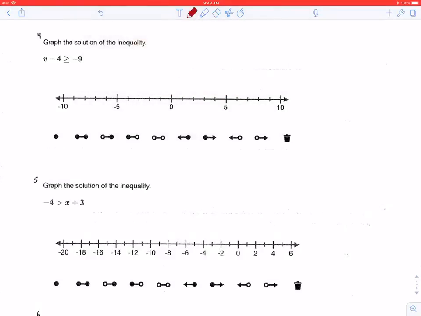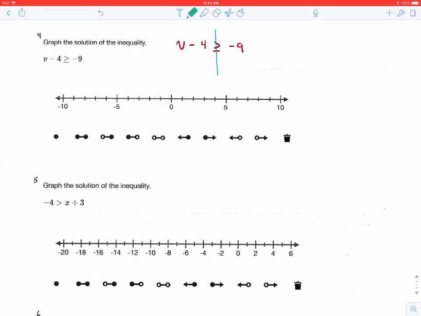So we're going to take the original inequality, v minus 4 is at least negative 9, and we're going to solve for v. That means get the v by itself. Now, what's hanging out with the v on the left side of the inequality, or on the same side as the v, is this minus 4. So we need to get rid of that minus 4, which we consider as a negative 4.